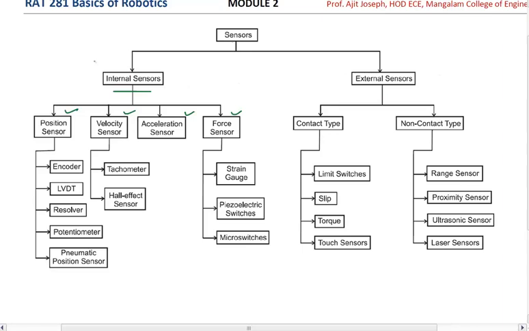Let us now start with the first sensor, that is the position sensor. We'll do that in the next video.